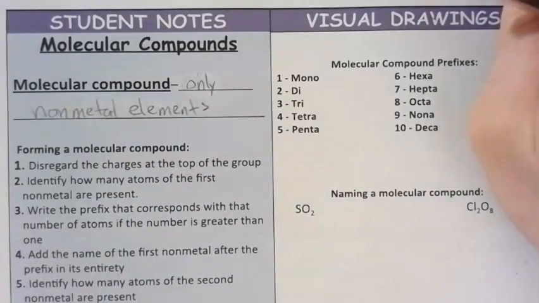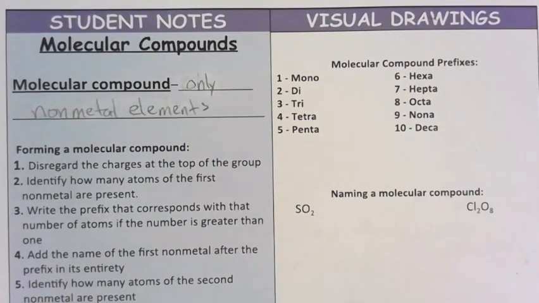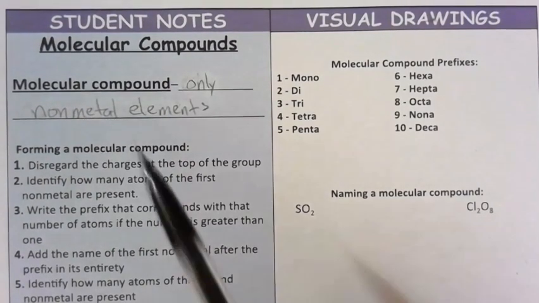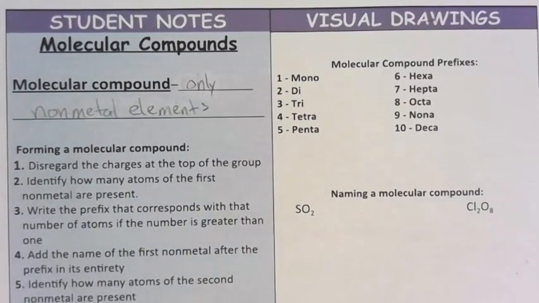Okay? So, as we're going through this process and we're trying to name some of these compounds, we've got two different categories, ionic and molecular. And we now have to be able to identify an ionic compound, one that contains metals, from a molecular compound, one that contains only nonmetals.